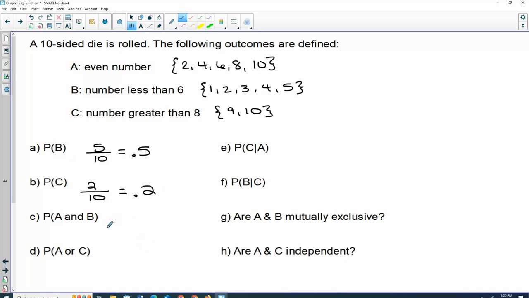The probability of A and B. So there are 10 possible outcomes. I'm looking for which ones are in both set A and set B. So they both have 2. They both have 4. Do they have anything else in common? So there are only 2 numbers that are in both. So that is 0.2.